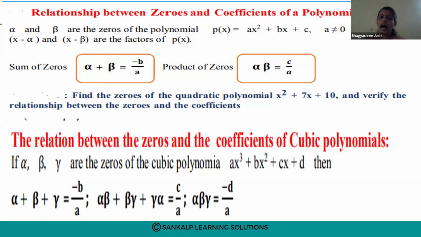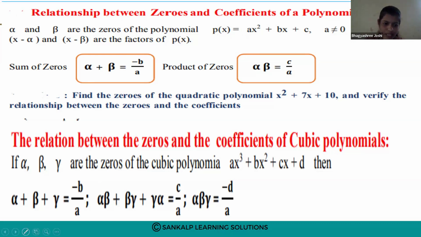Then, see, alpha and beta are the zeros of the polynomial. I think all of you screen ಕಾಣಿಸ್ತಾ ಇದೆನಾ? ಮುಂಚೆ ಫಸ್ಟ್ ಹೇಳ್ರಿ ನನಗೆ. All of you able to see the screen? Yes, am I audible? Am I audible? Okay. Yes.